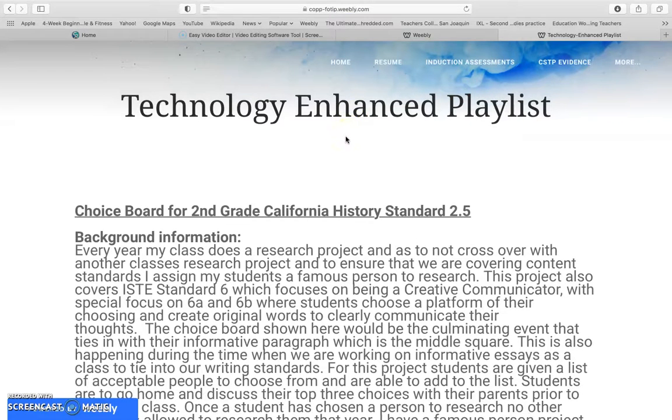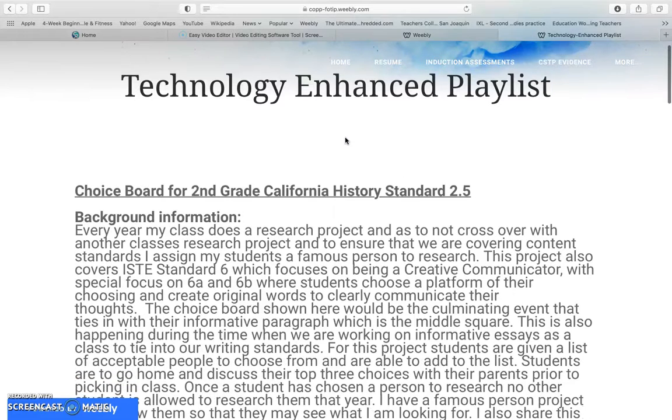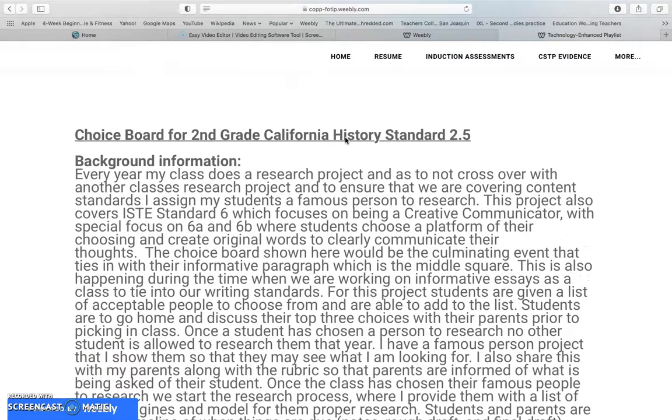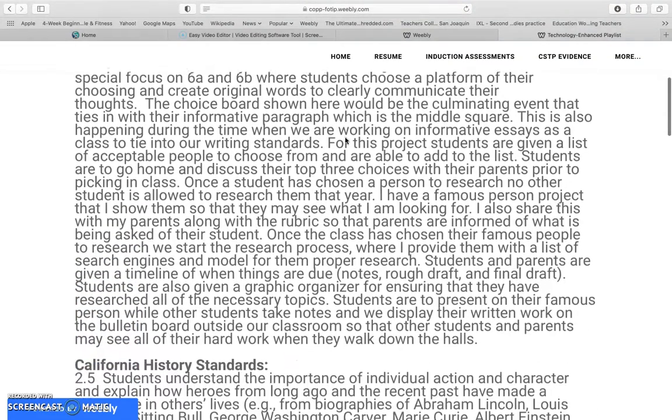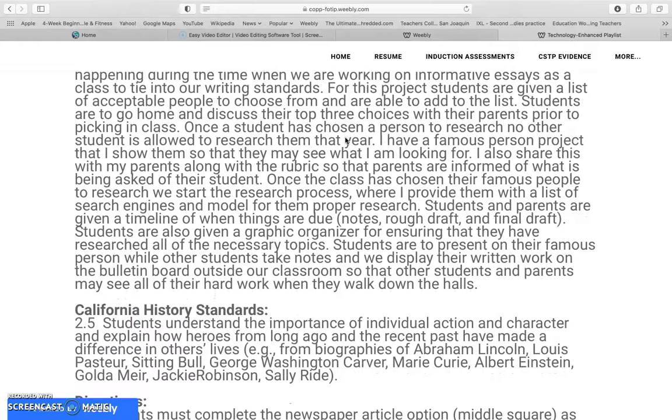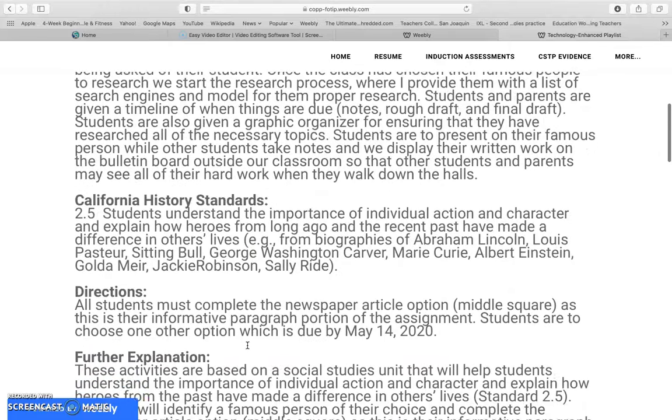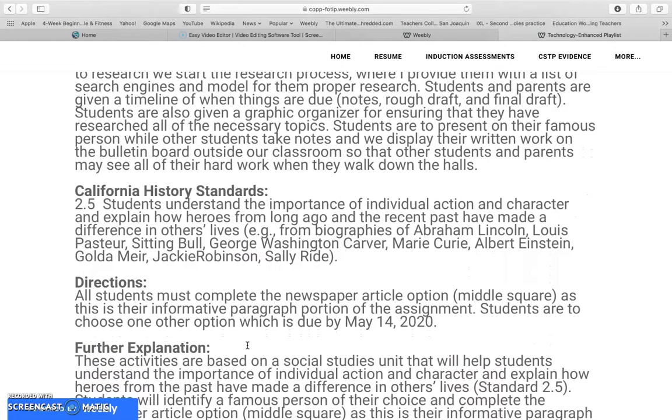So I, along with another candidate, worked together to create this choice board for 2nd grade history 2.5. Every year, my students have to do a research project where we pick a famous author, or famous musician or president, which goes along with the state standard 2.5. And all students have to create a newspaper article that details when they were born, when they lived, their character traits, all those kinds of things. So it's an expository text.